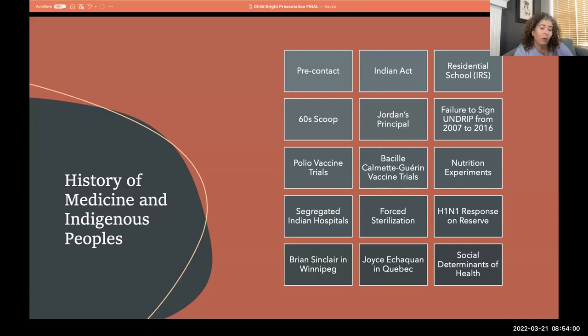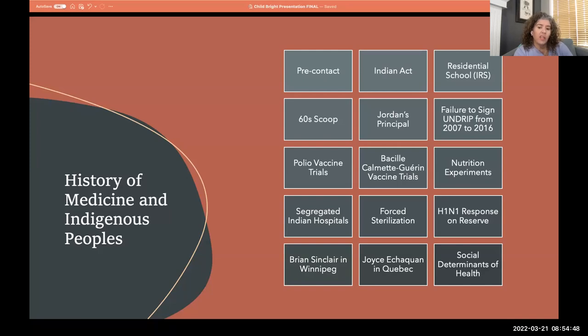We would need to consider polio vaccine trials in Goodfish Lake, where it's reported that children received multiple doses that were several times the recommended dose and were knowingly contaminated. Or experimental BCG vaccine trials that were done over 12 years where the vaccine being tested for tuberculosis was given to Cree and Nakota infants in Saskatchewan, or nutritional experiments in Manitoba Cree communities and in multiple residential schools, or racially segregated Indian hospitals that had a whole range of experimental, surgical, and drug treatments that were administered to Indigenous patients without their consent during the early post-war years.